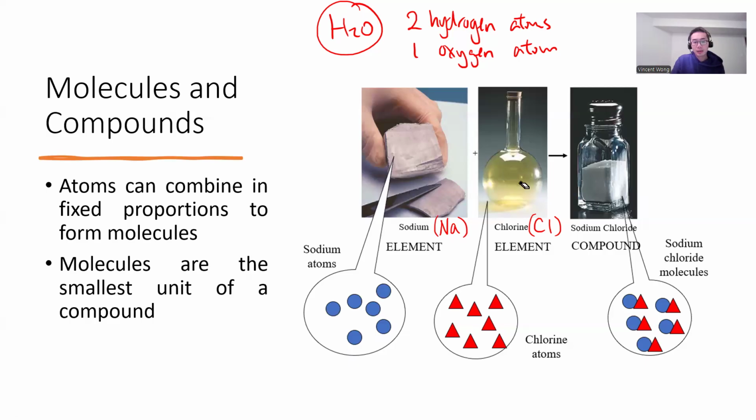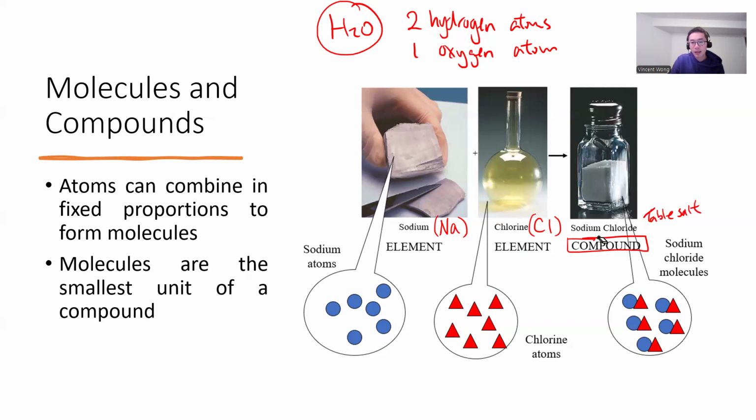And then something interesting happens when these two things come together chemically. When you connect sodium with chlorine, you get sodium chloride. Individually they are elements because you can find them on the periodic table, but once you put them together, they become a compound. A compound, and this is sodium chloride. It is table salt.